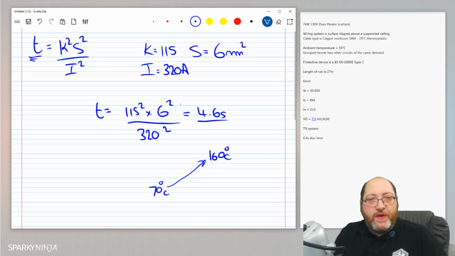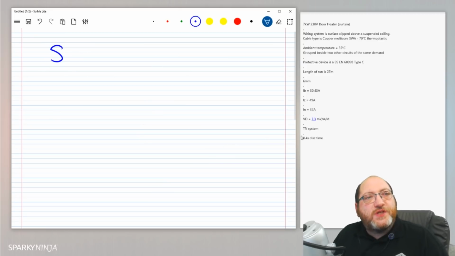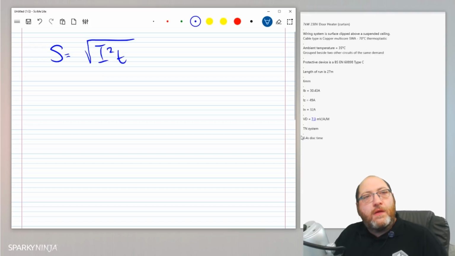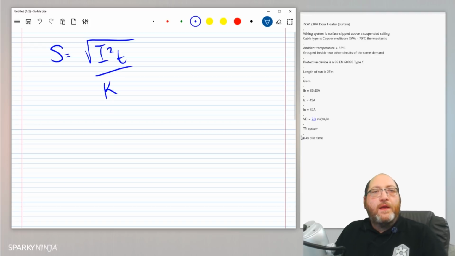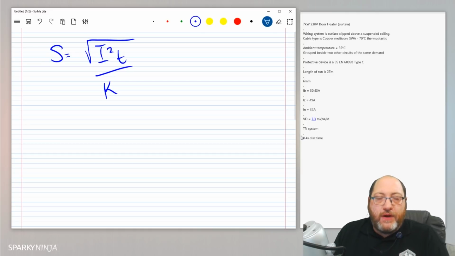What will happen before that though? It'll disconnect, because of the 0.4 second disconnection time. So that's fine. That's an example of that math there, and that works out absolutely fine. Let's go to another one, and let's use the transposition of that formula, the adiabatic. The adiabatic is just a simple calculation to verify the protective conductor is sized to accommodate the mechanical strain and the electromechanical impact of a large fault current.